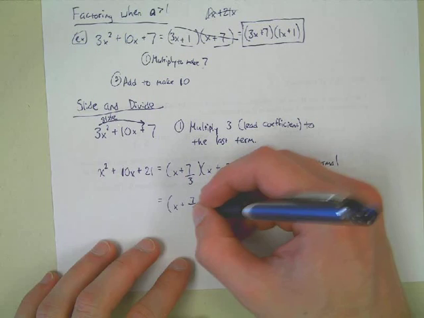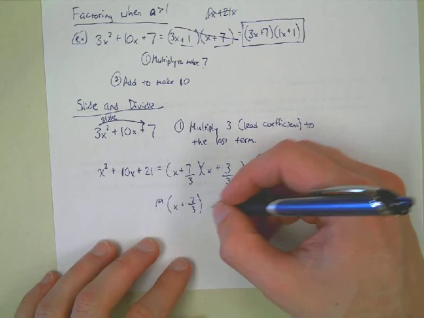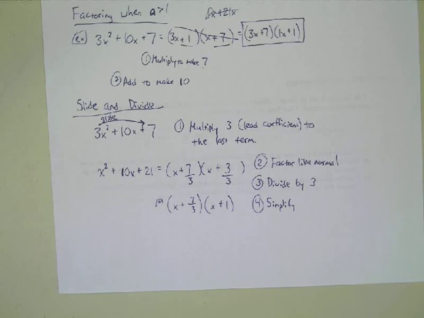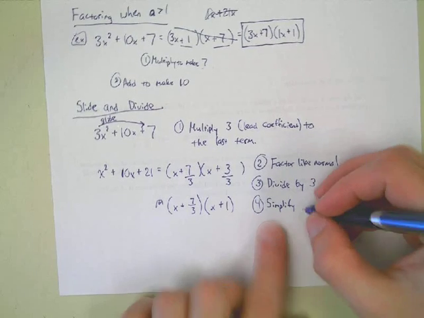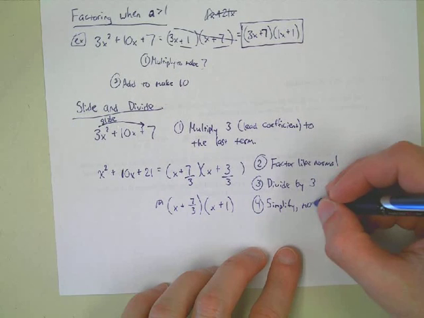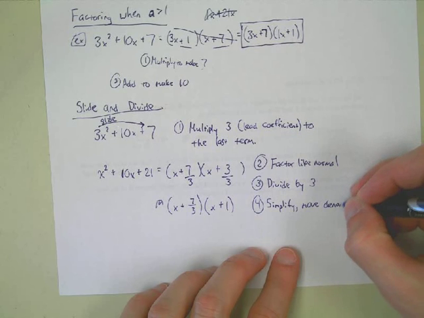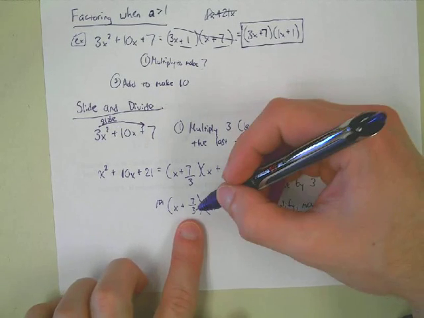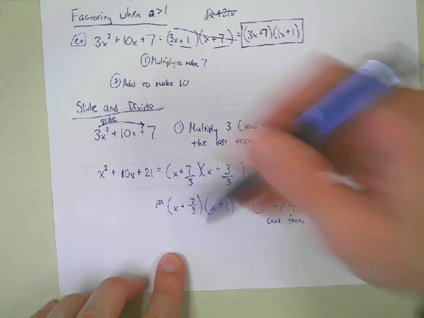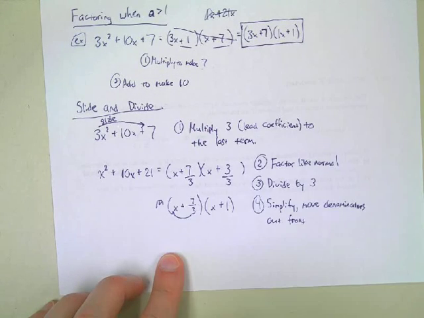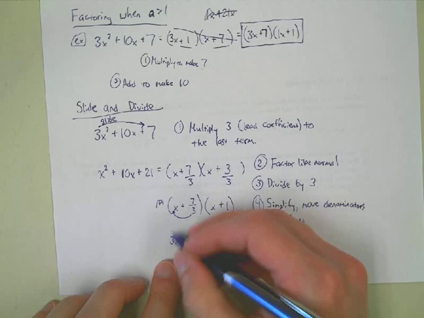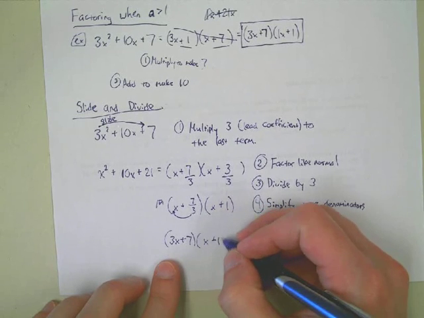I shouldn't really put an equal sign there. And here's the last thing. Simplify, and we're going to move the denominators out front. So the 3 here, since we still have a denominator left, is going to slide out in front of the x. And so our final answer is 3x plus 7 times x plus 1. And that's your answer.